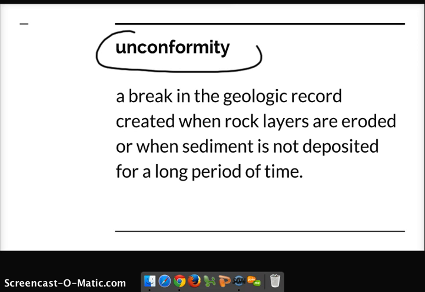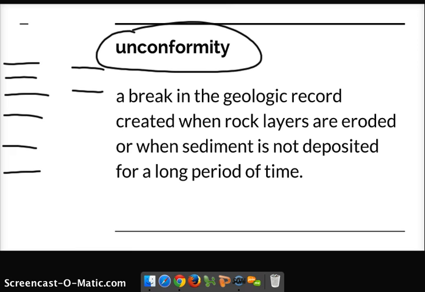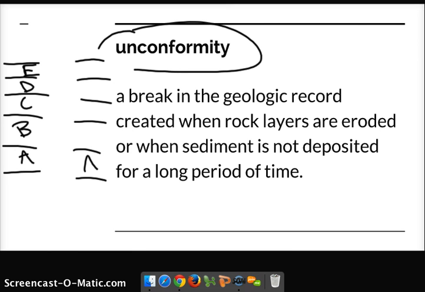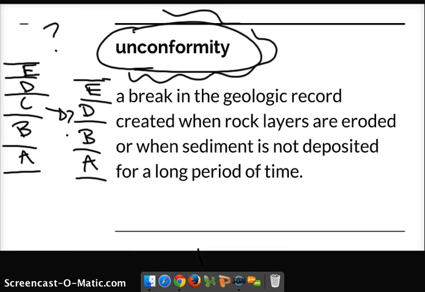Our last and final word for this section is unconformity. Students, if you have two separate layers of rocks, and within those separate layers of rocks, you have layers A, B, C, D, and E. And then next door, you have A, B, D, and E. Okay? What's missing from one to the next? What's missing? Okay? We are missing layer C. Where did it go? This is an unconformity, students. Okay? This is an unconformity.